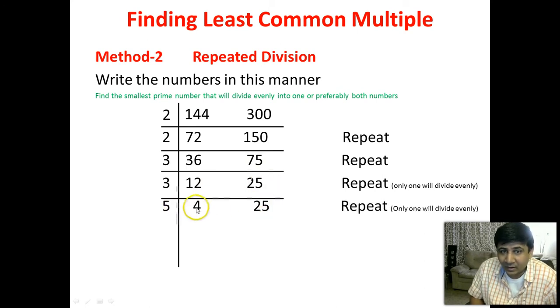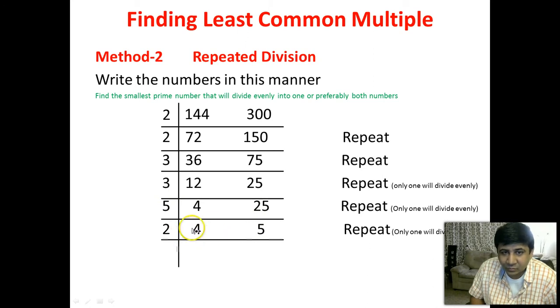And now again, I have to divide by 5, so 4 will go as it is. And this one here, now this I can divide by 2, and 5 goes as it is. Now all of these are primes.